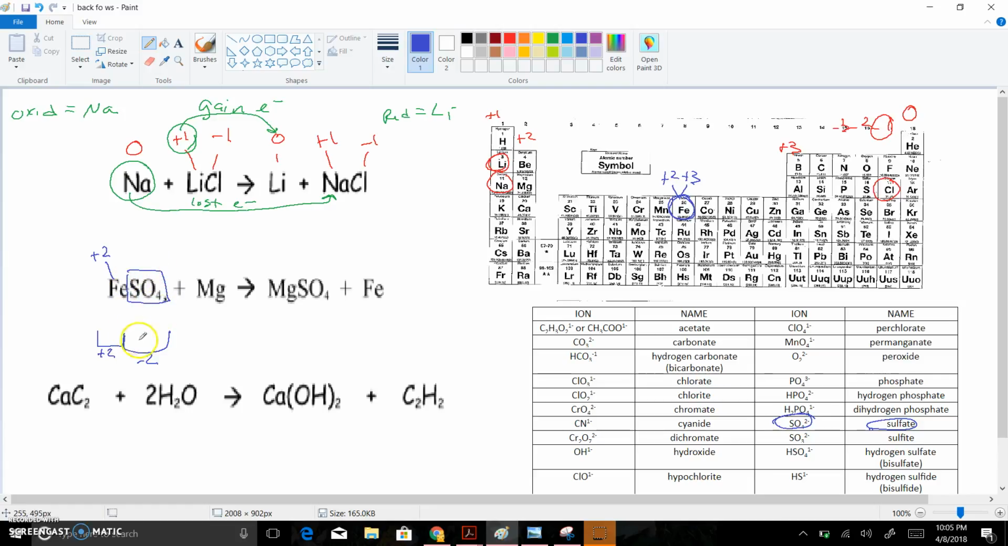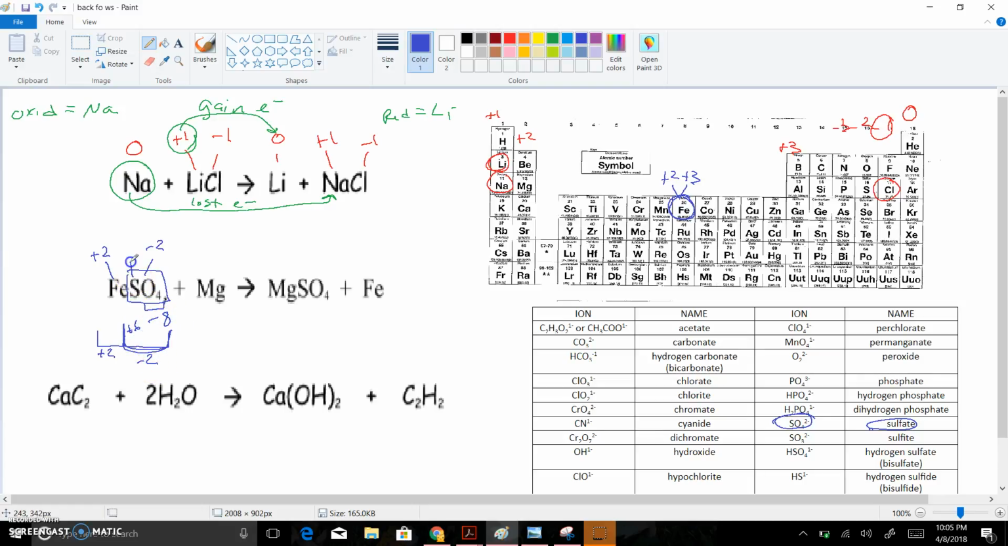Now I'm going to take a look at SO4 and look at its pieces. Oxygen is always that -2. Boom, I put them on there. -2 times the 4 gets me a total of a -8. Now this whole sulfate thing has to be worth a -2. So 8 plus 6, 8.